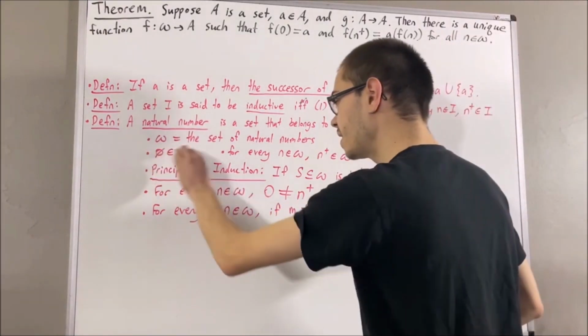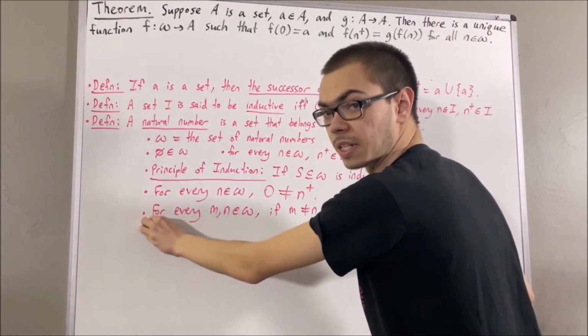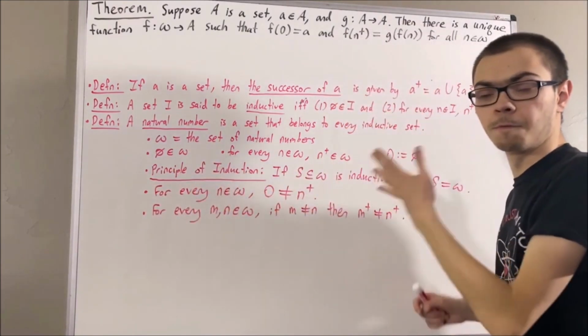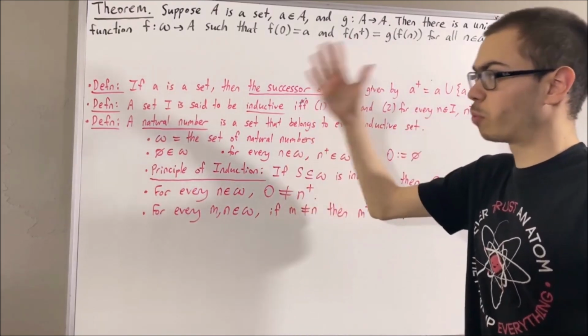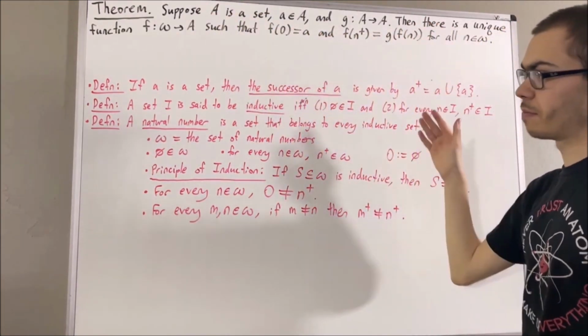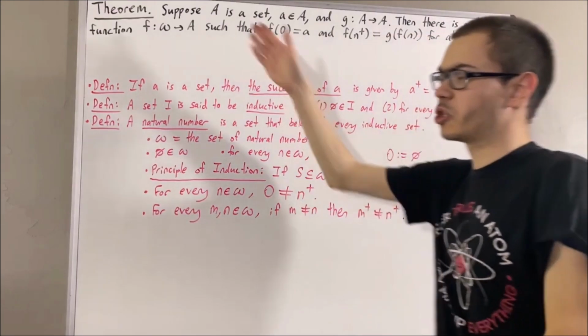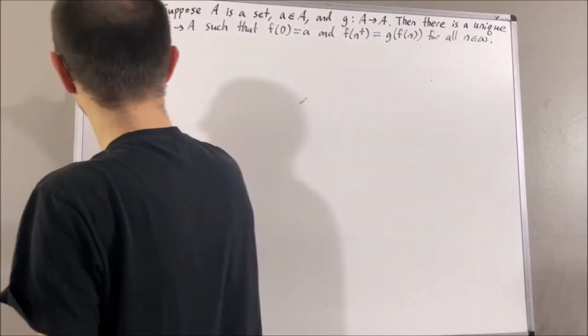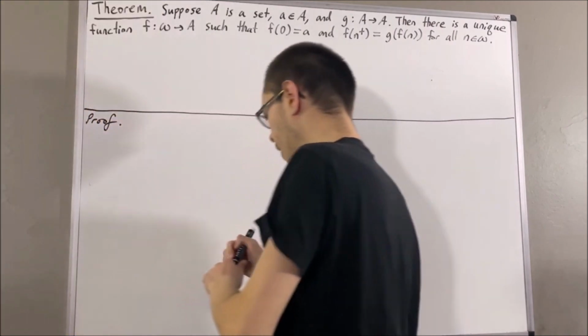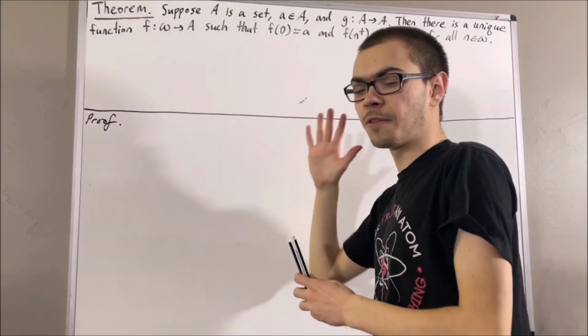Now, these 5 facts tell us that the set of natural numbers forms a Peano system. And so we're going to be using that to prove the recursion theorem. So now, let's get into proving the recursion theorem. For the proof, the idea is we consider the following set.